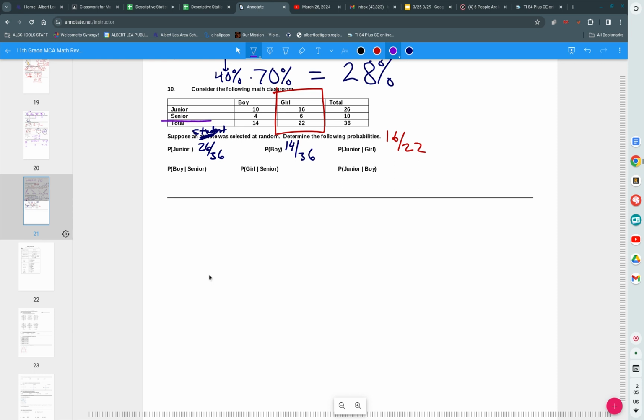If it's a senior, I only look at this row because I'm looking at just seniors. Probability it's a boy given it's a senior? 4 out of 10. Probability it's a girl given it's a senior? 6 out of 10. Probability it's a junior given it's a boy. If it's given to be a boy, then again, I just focus on this grouping here. And a junior, given it's a boy, is 10 out of 14.